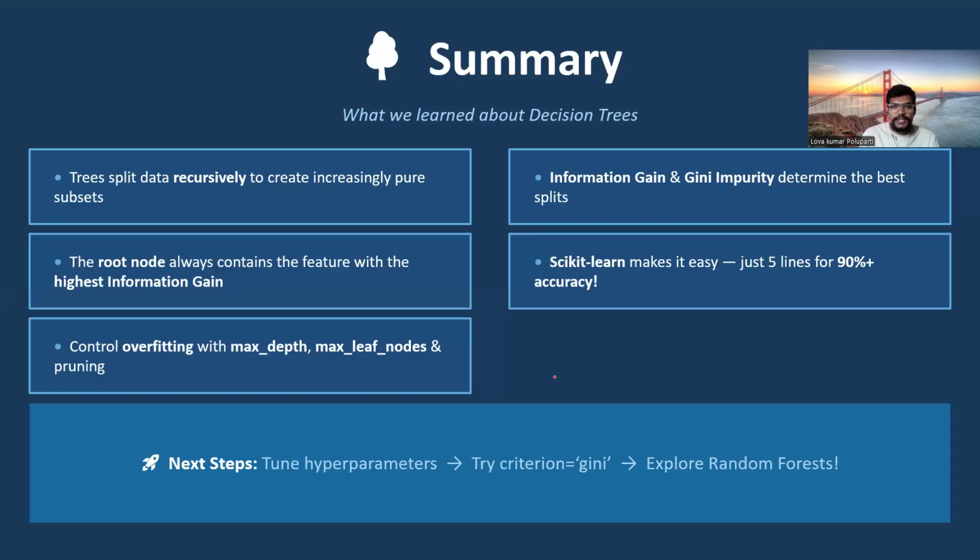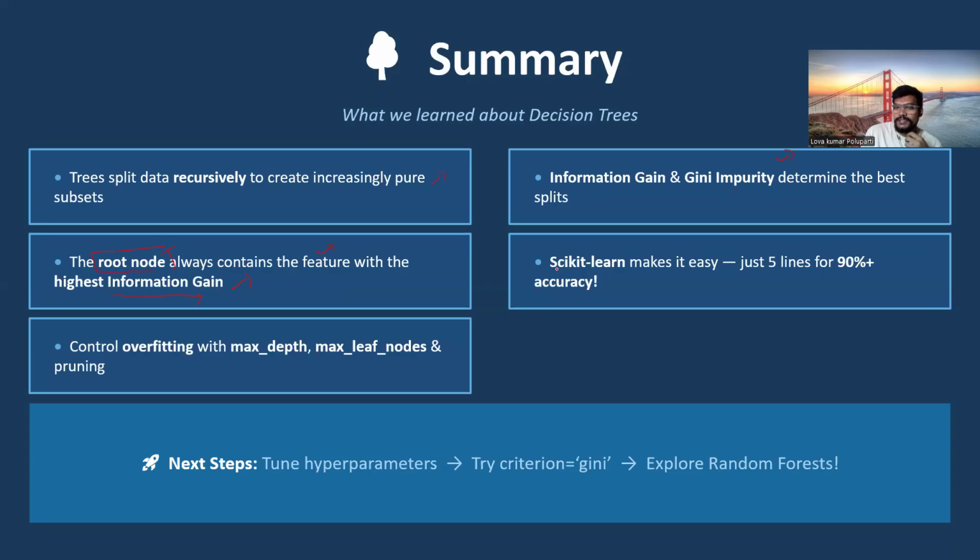And finally, the complete summary: now you understand how the recursive splitting of the data happens in trees, and how the pure subsets form. The root node always contains the feature with the highest information. Wherever you are getting the highest information, that is the root node, and that feature, that column, you will consider. The information gain and the impurity determine the best splits. That is what you have understood.